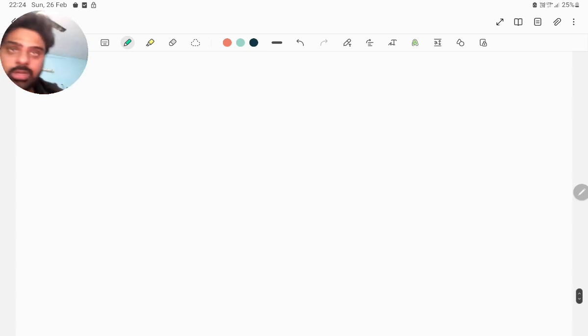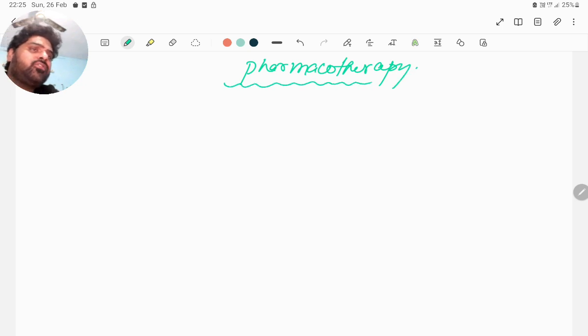Now, what are the pharmacotherapy which you can use to stop cigarette smoking? Coming to the pharmacotherapy, this is very easy. I'll tell you a very easy diagram by which you can write it and also treat the person who wants to quit smoking. We can use two drugs.